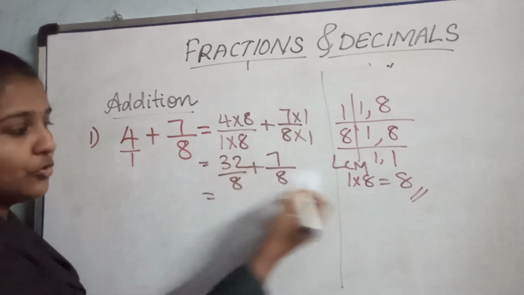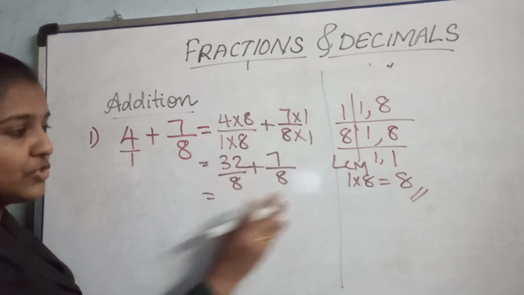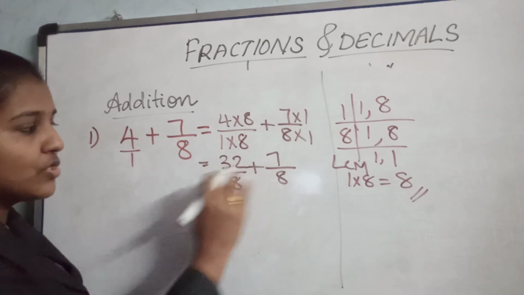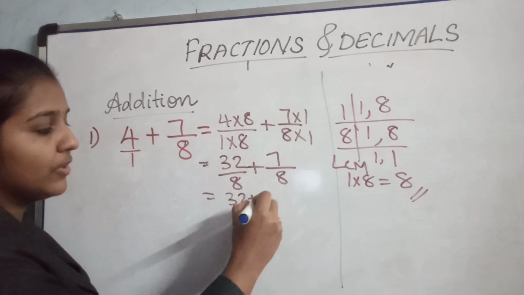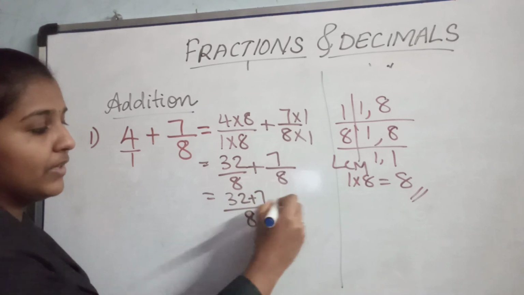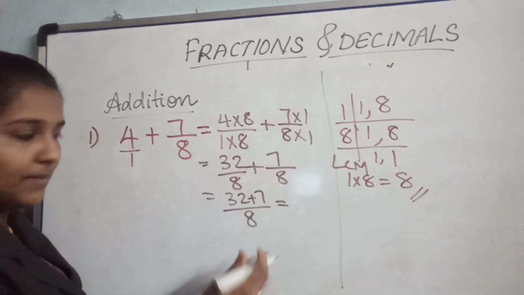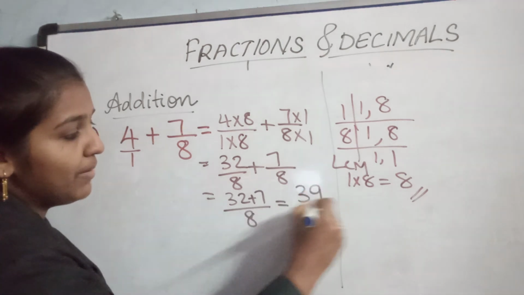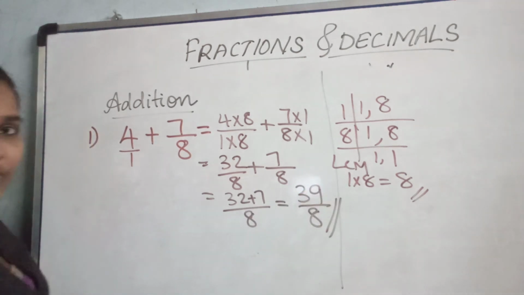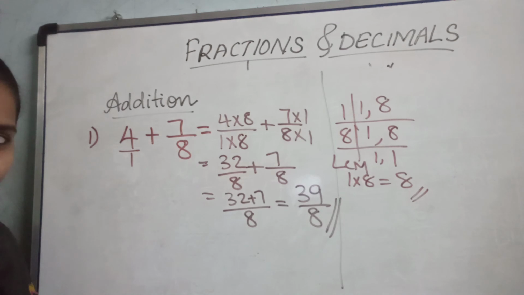Then after that, you can multiply: 8 fours are 32 by 8 plus 7 by 8. Now these two are like fractions. So add the numerators together, 32 plus 7. Then write the denominator 8. That is 39 by 8 is the answer for this question. Got it children? Okay.